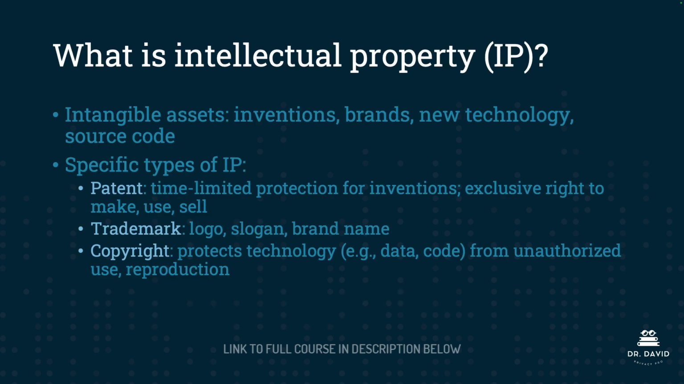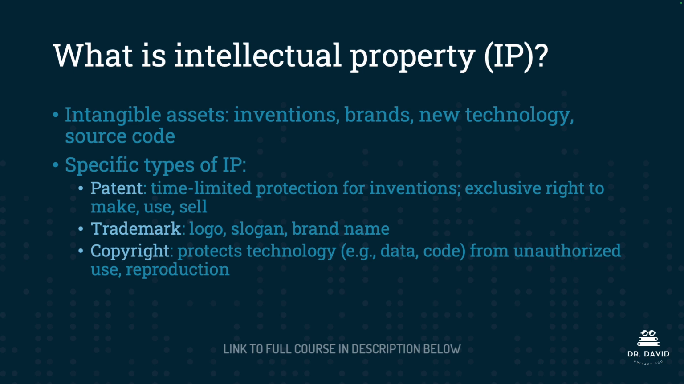So what is intellectual property, or IP? Intellectual property, in short, consists of intangible assets. These can include inventions, brands, new technology, and source code. There are three categories of intellectual property that you need to be familiar with. These are patents, trademarks, and copyright.